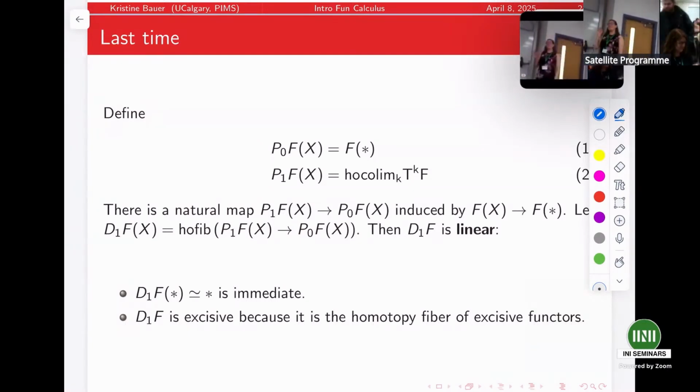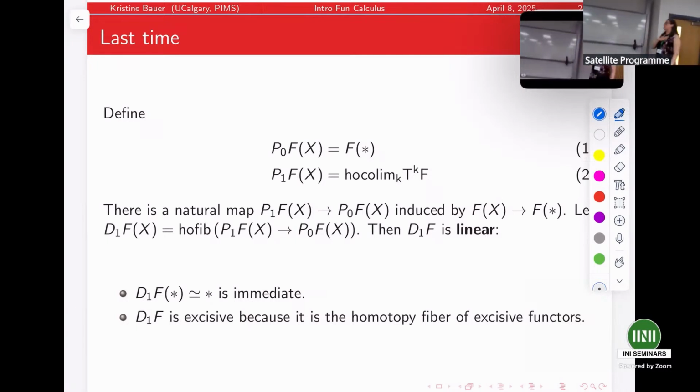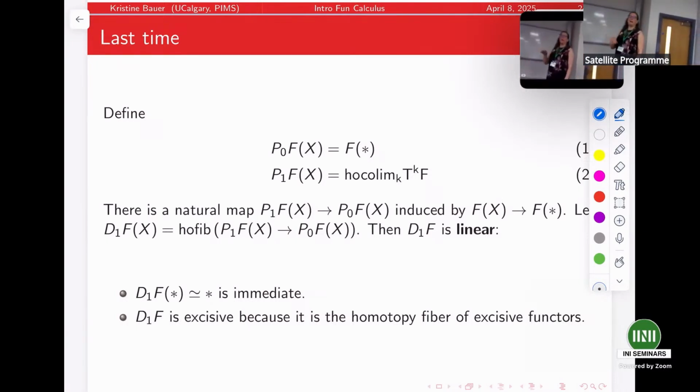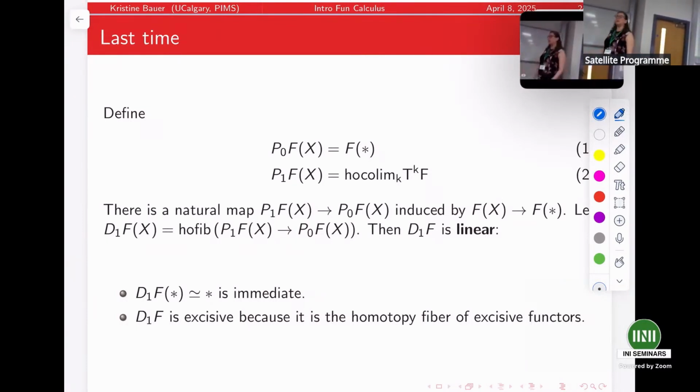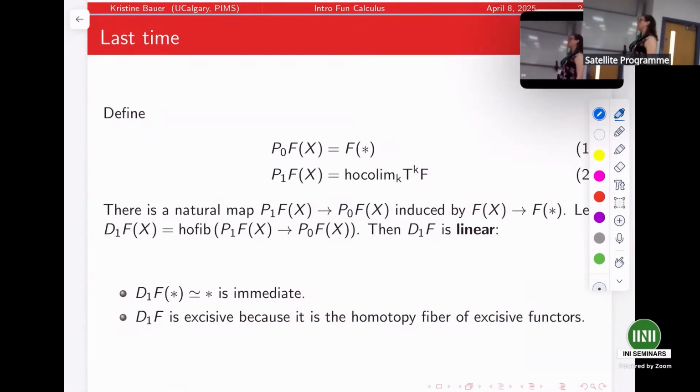Okay, I did realize in question period that I had conflated the idea of linearity being excisive with the idea of linearity being excisive and reduced. And so I just want to sort those out once and for all now by making a couple of definitions. So I'm going to define P0F to be the value of F at the base point. If you remember, all my categories had base points. I'm going to keep doing that because it's easier that way. And then P1F is just what P1F is. It's the homotopy colimit of the T's.